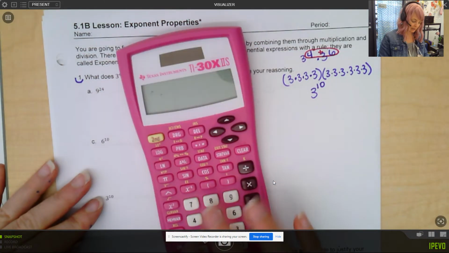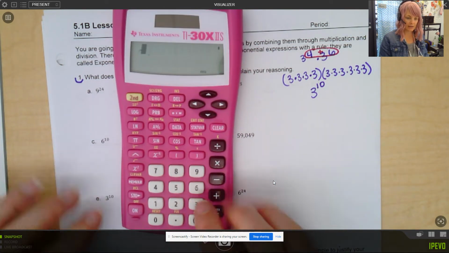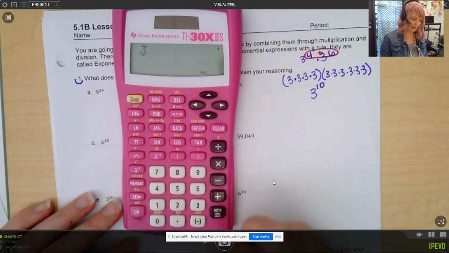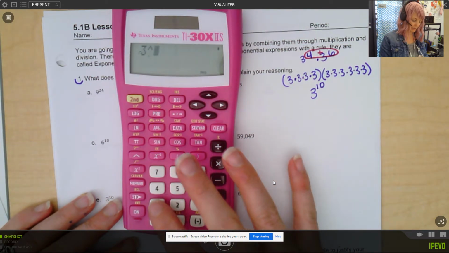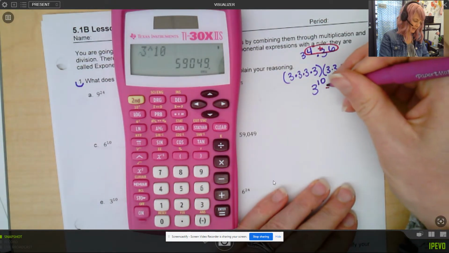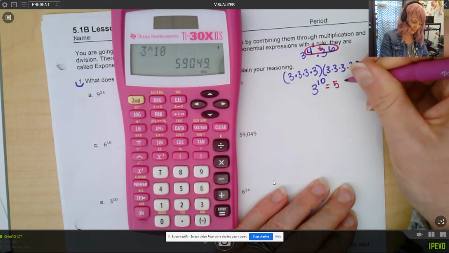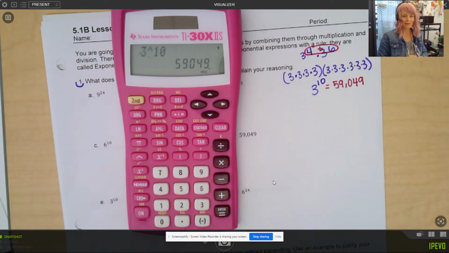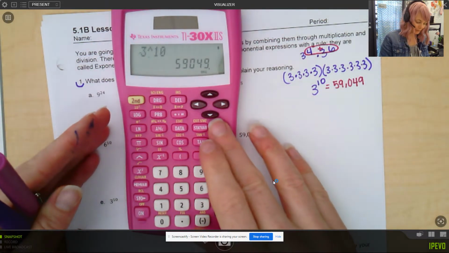On your calculator, this is called the caret button. It helps you do any exponent. So if you do 3, your base, raised to the power of 10, and then press equals, we will get that 3 to the 10th is equal to 59,049. I would not expect you to do that on your own.